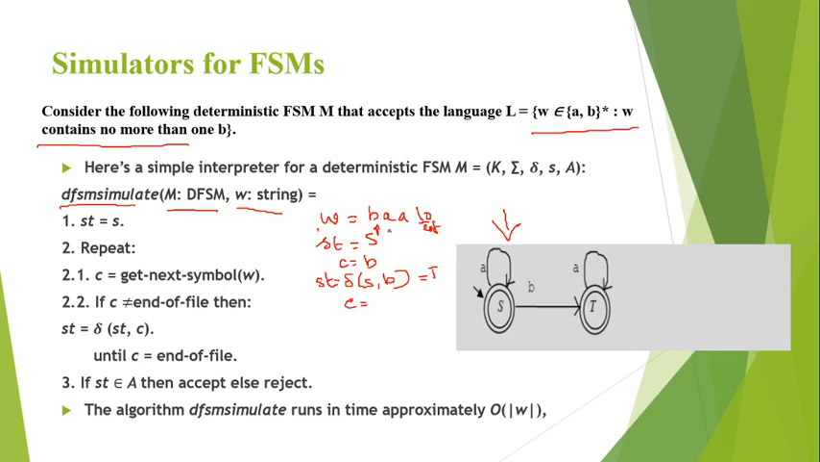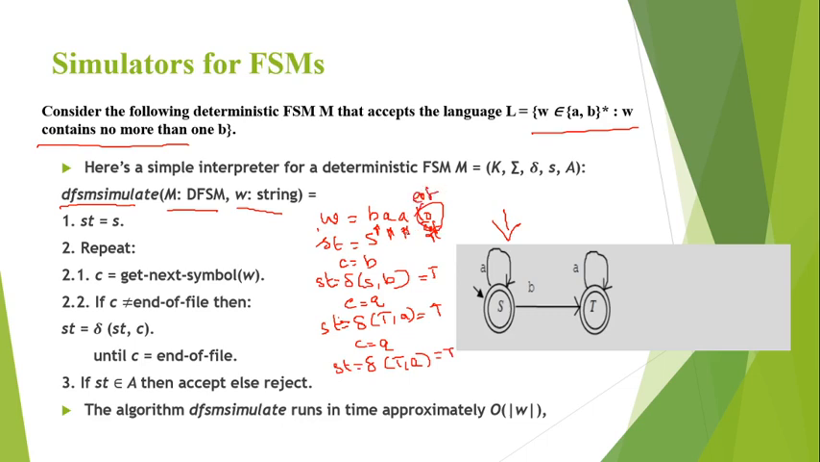Next C gets the character A. Again delta on T comma A gives you T, and this will be updated in ST. After that we again have a character in the file; it has not yet reached the end of file. This time it is A again. Delta on T comma A, current state T and input character A, gives T, which is updated in ST. Now C is also done, and you have reached the end of file.